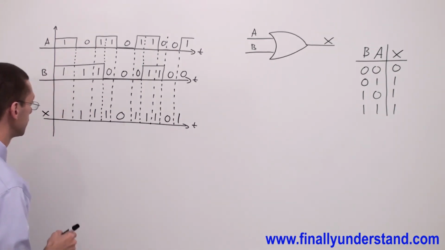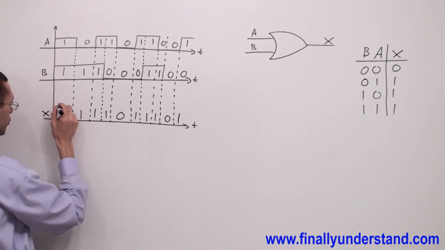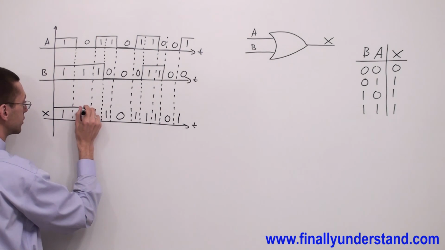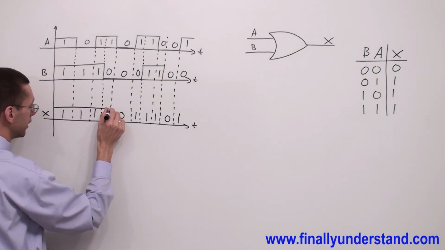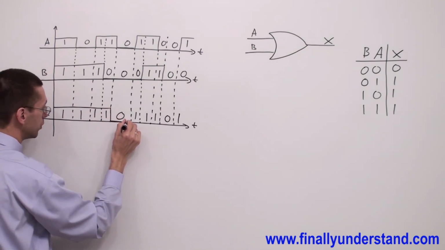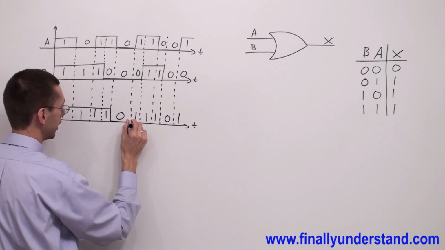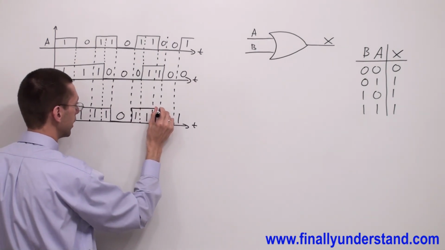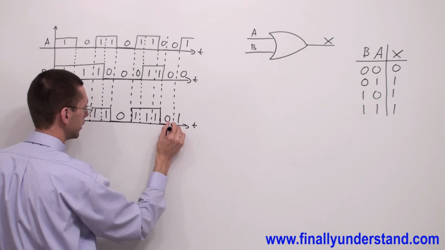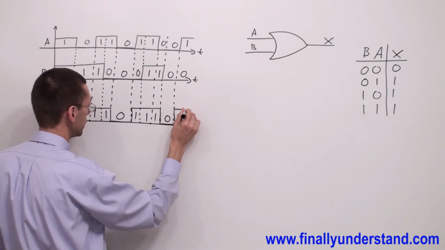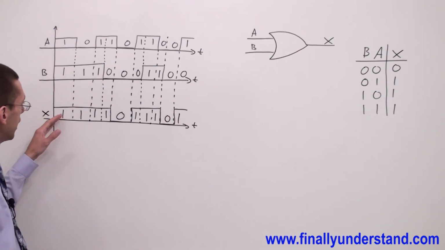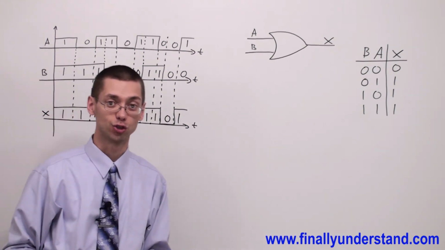Now I can draw the output waveform. I have highs till this time, and after that I have low, and I have again highs, and I have low over here, and I have high again. So this is my output waveform, and this is the solution to my problem.